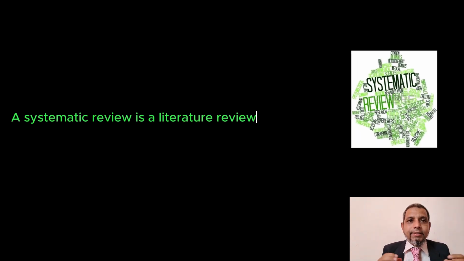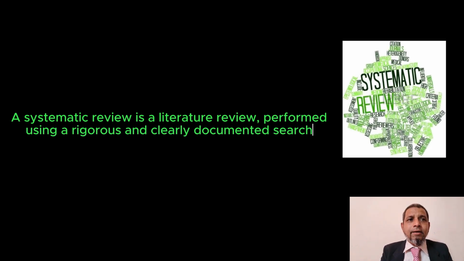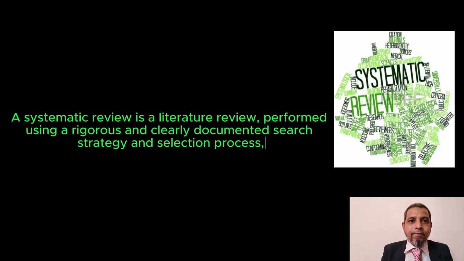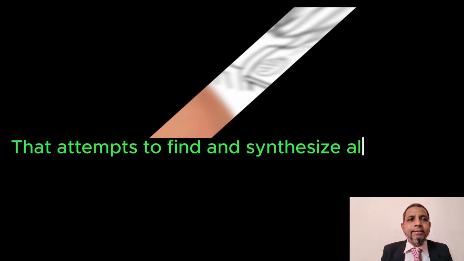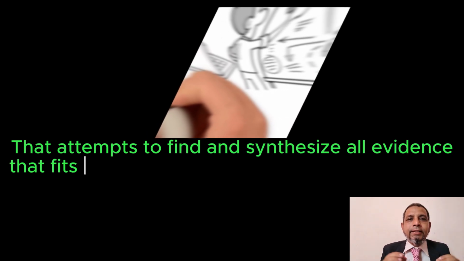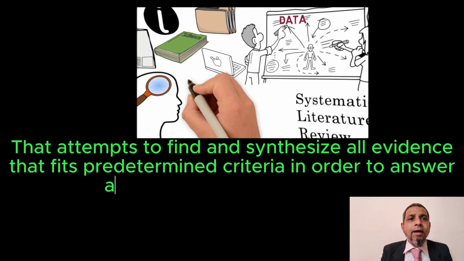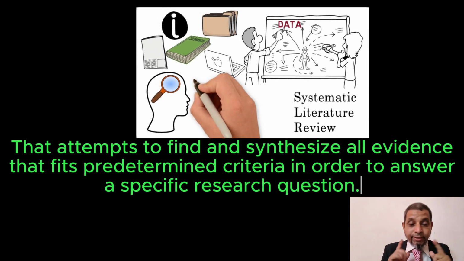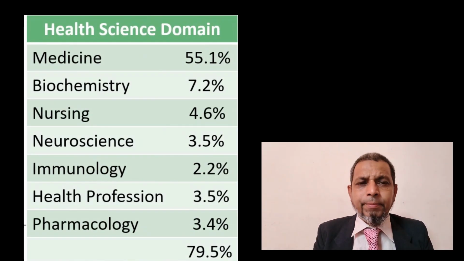Systematic review is a literature review performed using a rigorous and clearly documented search strategy and selection process that attempts to find and synthesize all evidence that fits predetermined criteria in order to answer a specific research question. Systematic reviews are a very popular methodology in the field of health sciences.